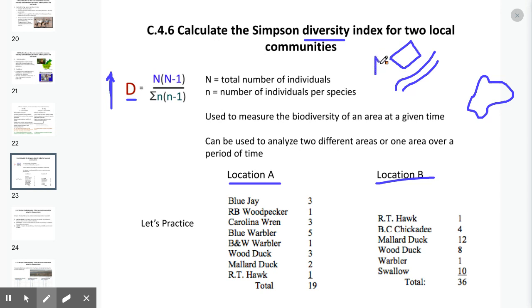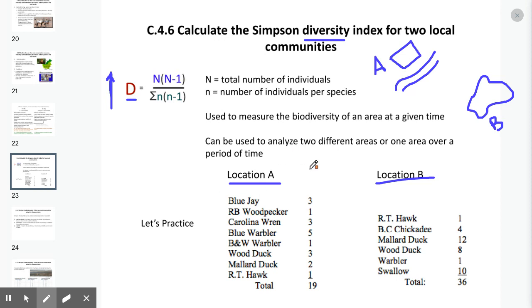Let's pretend we're looking at location A, and here we have location B. We're out there counting birds, all different types of birds. We can do location A as an example. The formula is N, the total number of individuals that you count from all the different species, times that number minus 1.